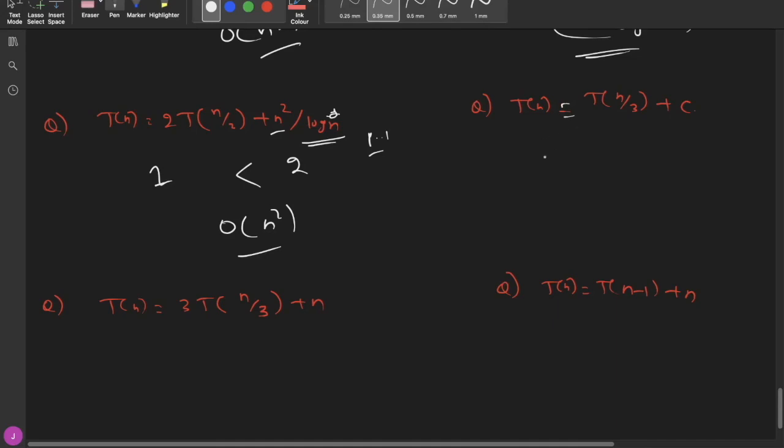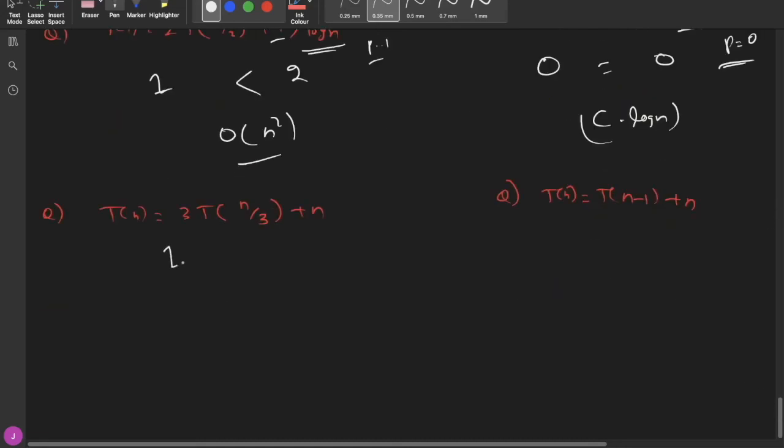The log a base b value is 0 and the k value is also 0. Both are equal. So I can just multiply a logarithm to the right side, because here the p value is not mentioned. That means the p value is 0. If it is less than minus 1, then I can ignore that. If it is equal to minus 1, then I can multiply log n to the right side.